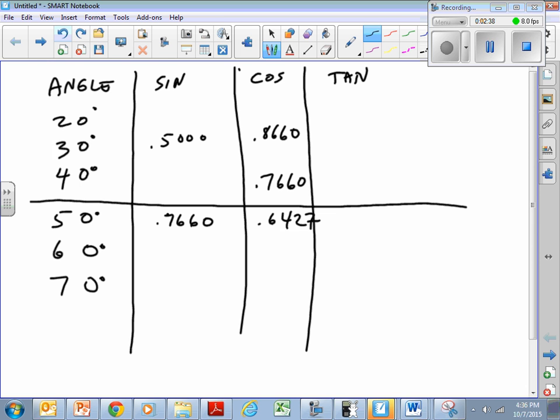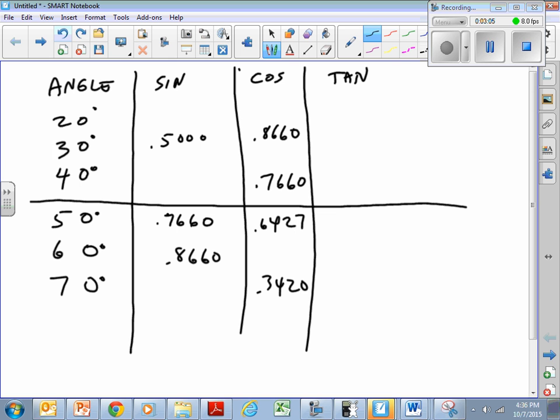I'll make that 7 in red. Then erase that and just write it right in. 50, where are you? 0.6427. 60, anything for 60? Yeah, I got the 0.8660. And did they give me anything for 70? Yes. They give me 0.3420.